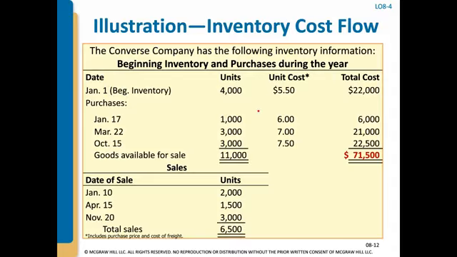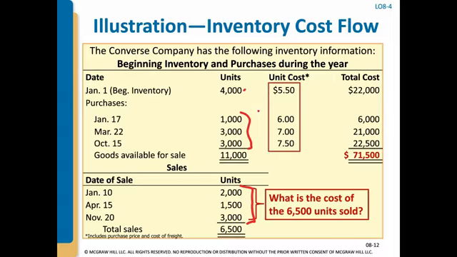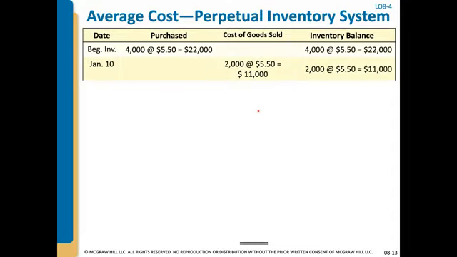So here's our set of facts again. Here's our beginning inventory, our purchases throughout the year, and our sales that we made throughout the year, the number of units. Okay, let's start. Our beginning inventory, we're told, was 4,000 units at $5.50, which is $22,000. So that's going to be our $22,000 beginning inventory.